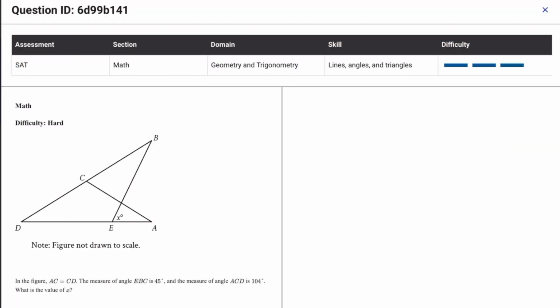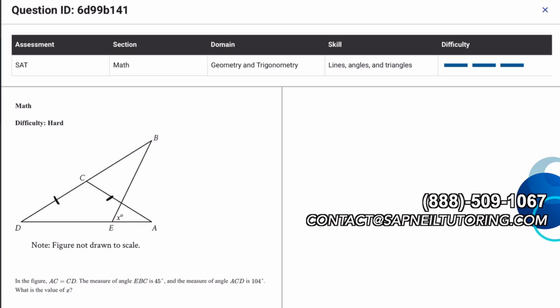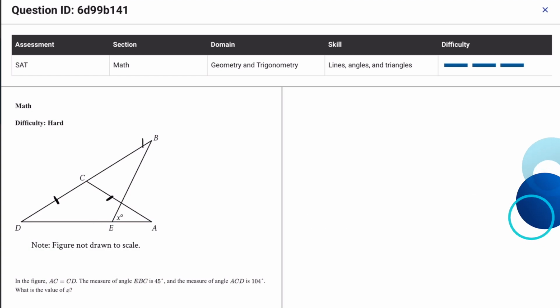I've got another question for you guys under geometry and trig. So we've got AC is equal to CD, so I'm just gonna tick those. And then EBC is equal to 45 degrees, and ACD is 104 degrees. What is the value of x?